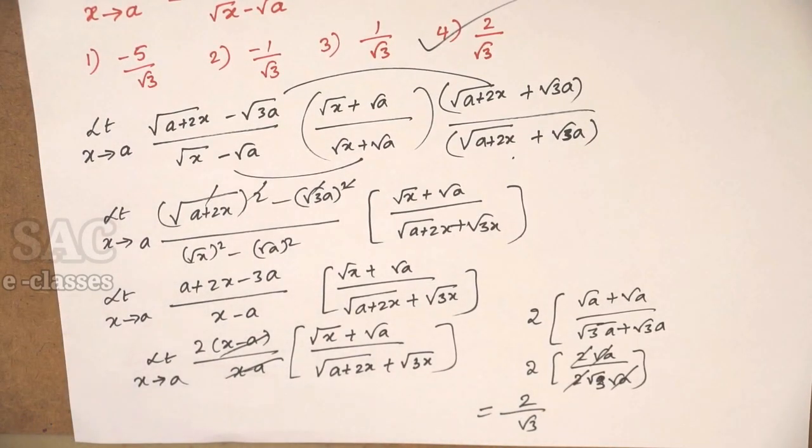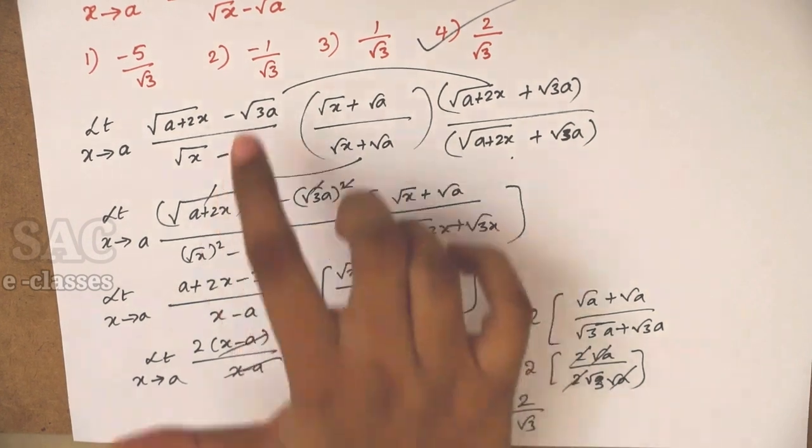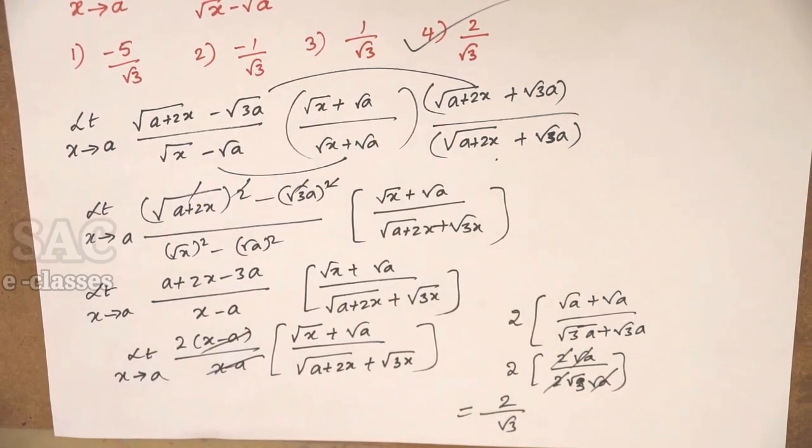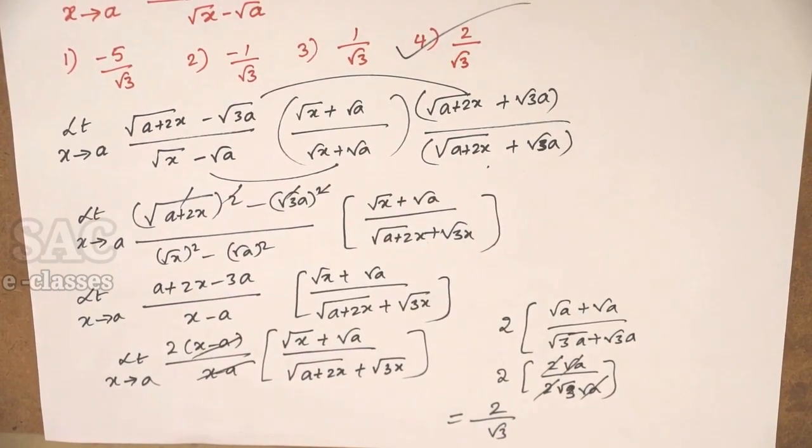Very basic model, but why we are discussing it here is to see how the rationalization gives the result. This kind of model they give frequently with either numerator or denominator irrational, but in this problem both numerator and denominator are irrational. So we rationalized both numerator and denominator. We got the result as 2 by root 3.